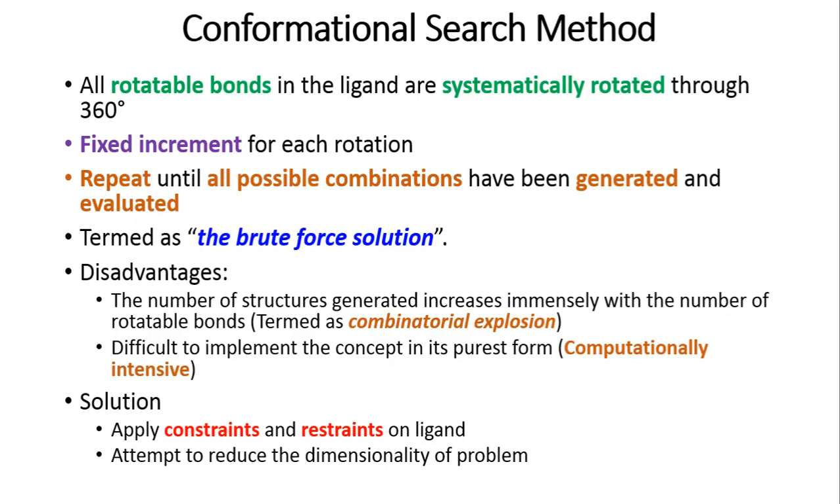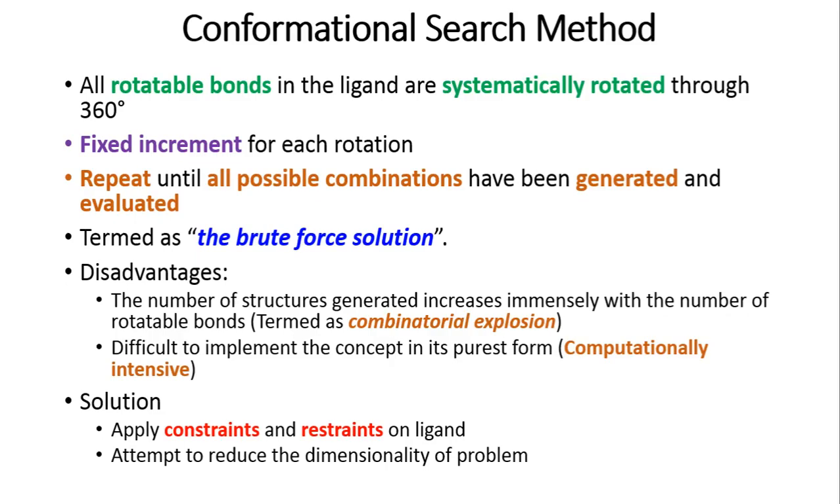So if a bond is rotatable in your ligand, you can rotate it through 360 degrees, right? Either in one plane by 180 degrees and in the opposite plane by minus 180 degrees. So in all, you can rotate through 360 degrees. Okay, so now when you try to explore by this conformational search method, what you do is that you rotate the bond with a fixed increment for each rotation.